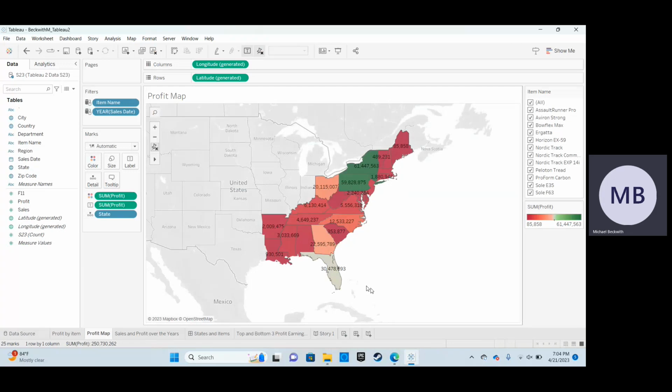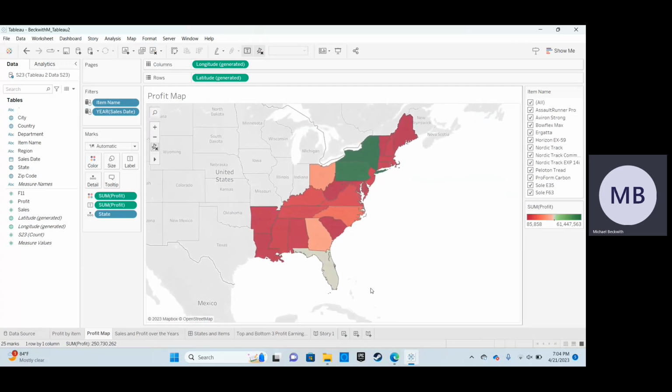It loaded in. And then this shows where the profit was made by the state. So we can see over here that the green side is the high profit and the dark red is the low profit. And we can see that New York has the most profit, followed by Pennsylvania, and then Florida, and then Georgia. These are the biggest profit makers out of the data set.